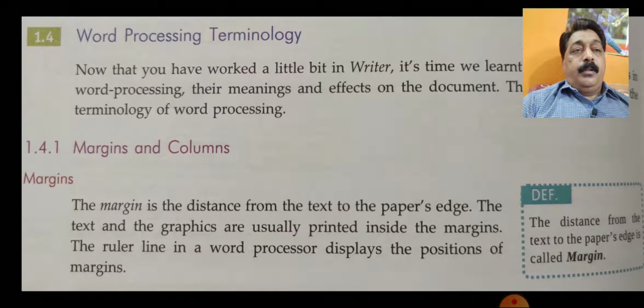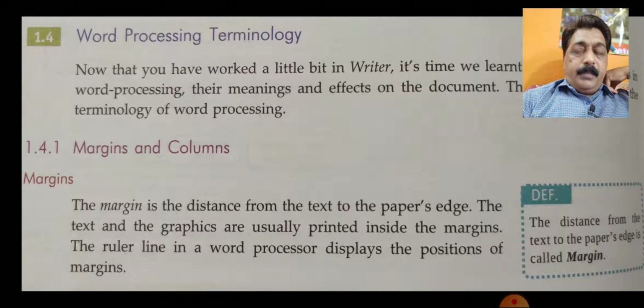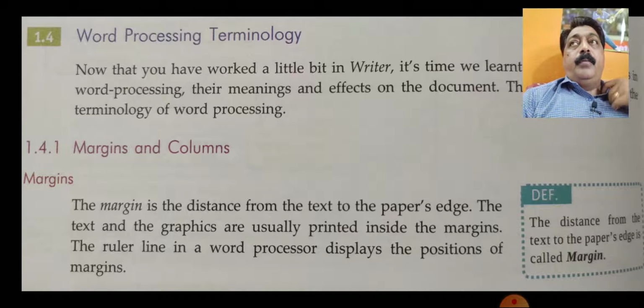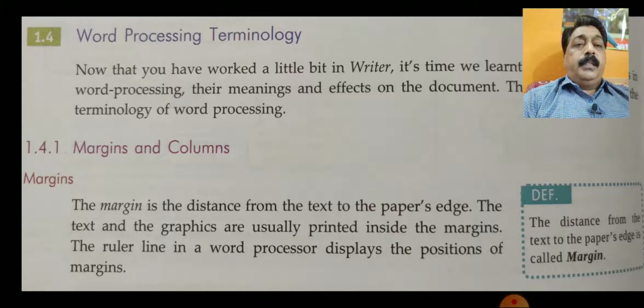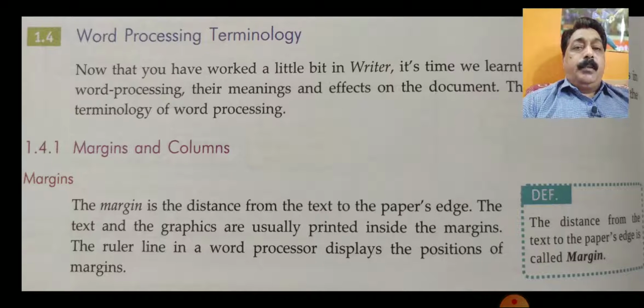Then word processing terminology. Most of the times when we are not well familiar with the words that are used in computers, in word processing, then we are not able to understand it well. So to understand the words, we must know the vocabulary, the terminology, in other words, margins and columns. Margin means whenever we are writing anything on a copy, then also we give the margin. In the same way, on screen also we give the margins, so that our page may look better.